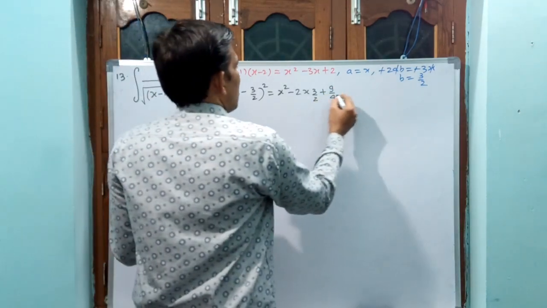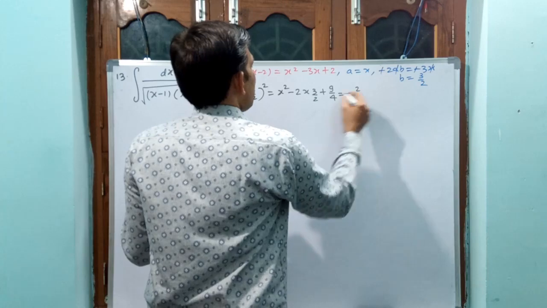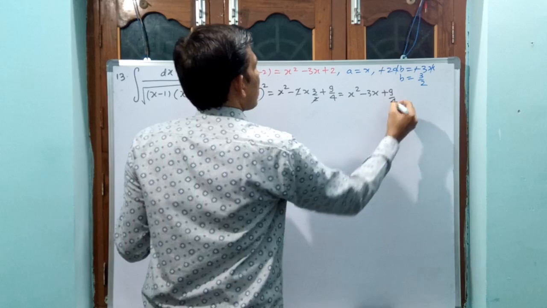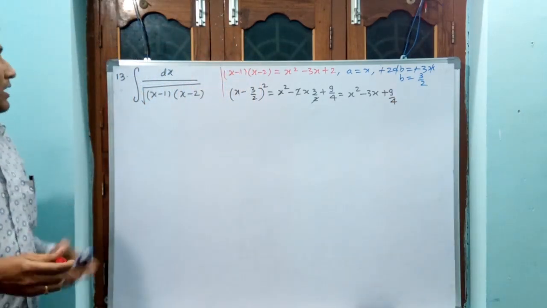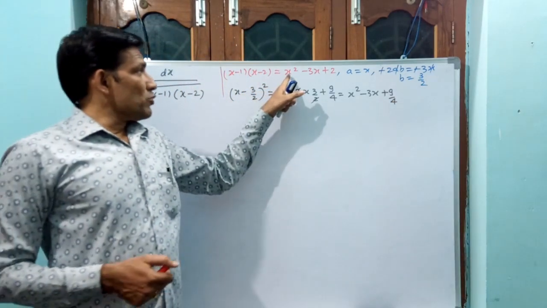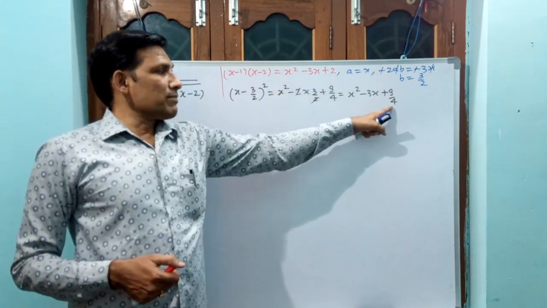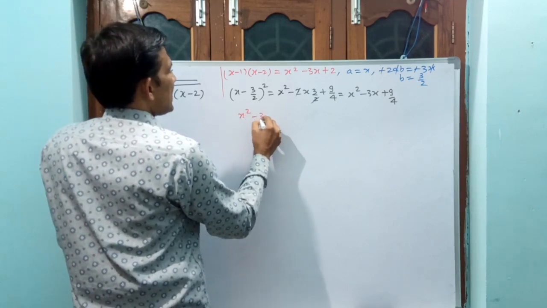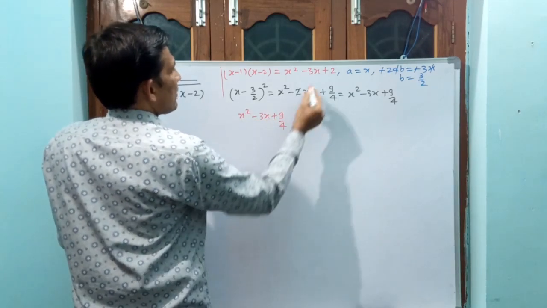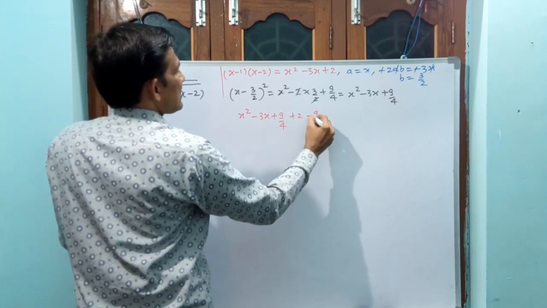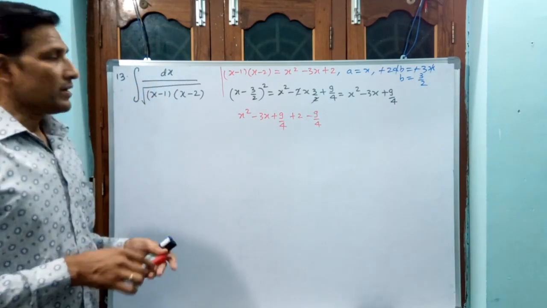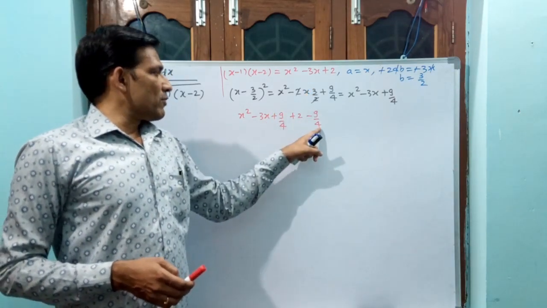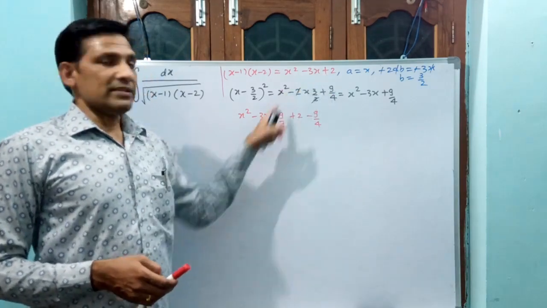What will this become? X square, the 2 gets cancelled, minus 3x plus 9 by 4. But you see, it should be x square minus 3x plus 2, not 9 by 4. What we have to do is this: x square minus 3x plus 9 by 4 plus 2 minus 9 by 4. Why? Because actually you require plus 2, and 9 by 4 minus 9 by 4 gets cancelled, so you get the same expression.